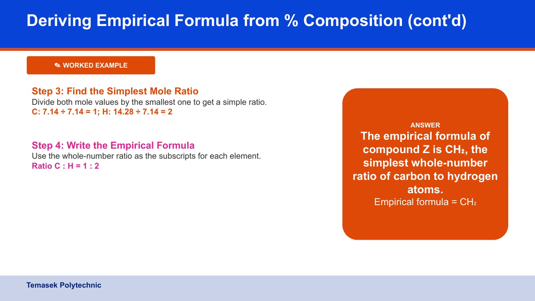A common mistake here is forgetting to divide all elements by the smallest value. Always divide every element consistently. In step 4, we simply use those whole number ratios as subscripts, giving us the empirical formula CH2, meaning 1 carbon atom for every 2 hydrogen atoms. This is the simplest possible ratio representing the composition of compound Z.